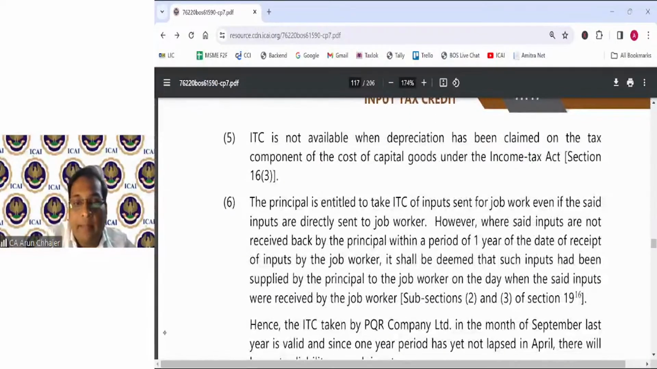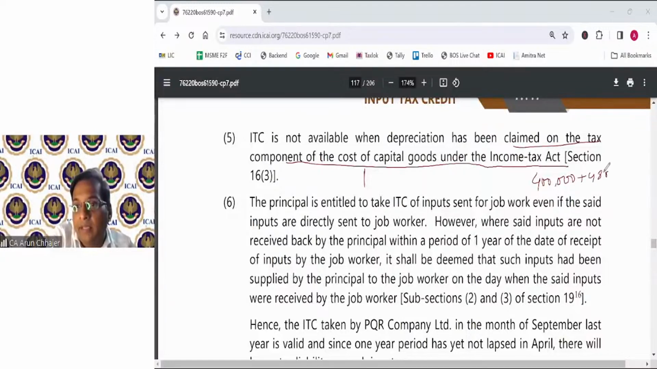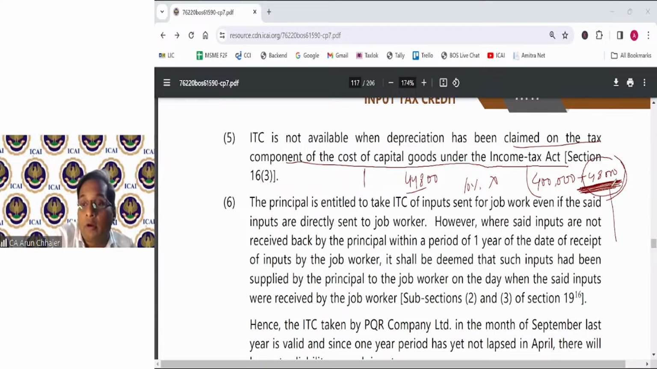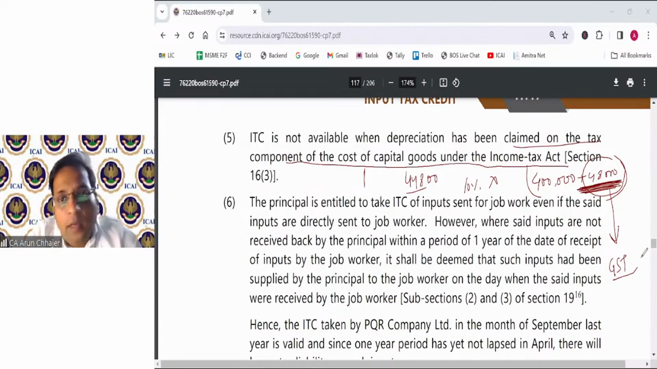ITC is not available when depreciation has been claimed on the tax component of the cost of capital goods under income tax. Here the cost was 4 lakh and tax was 48,000, making the total, and depreciation has been claimed at 10%. Because depreciation has been claimed on the tax part also, you have taken the benefit under income tax on this 48,000, so you are not allowed to take the benefit under GST as ITC. Double benefit is never allowed.